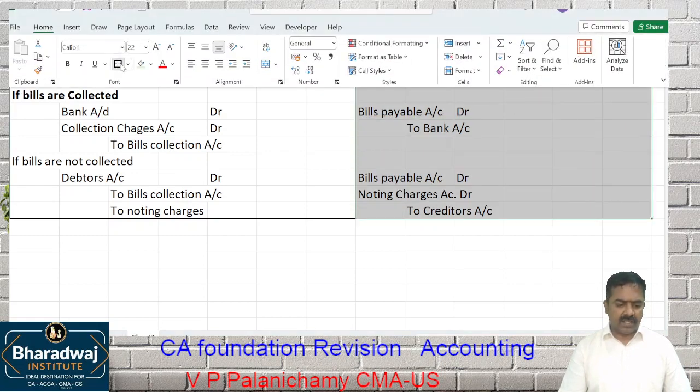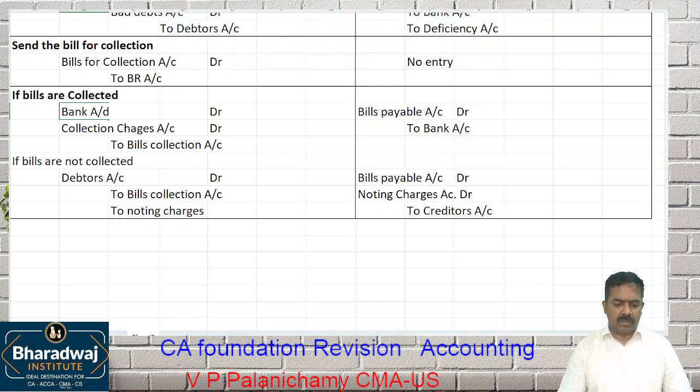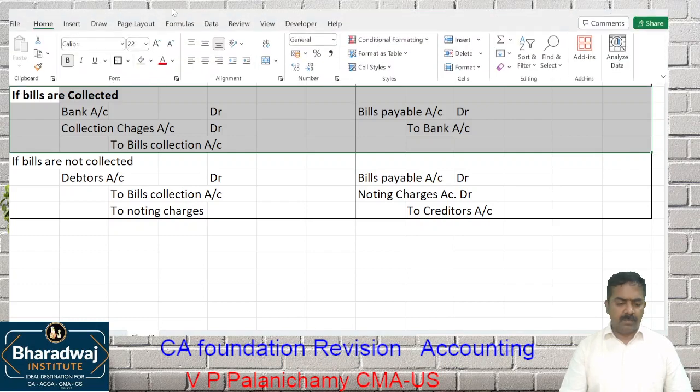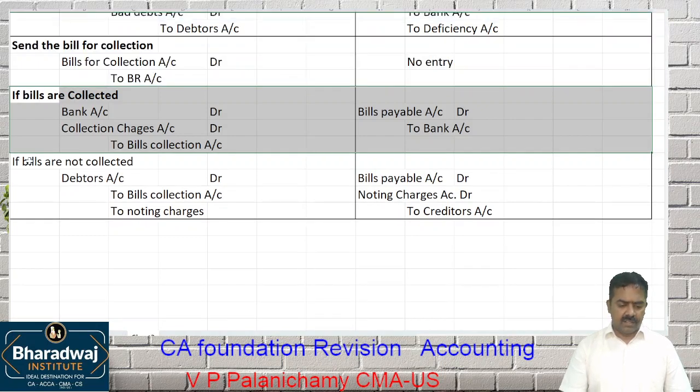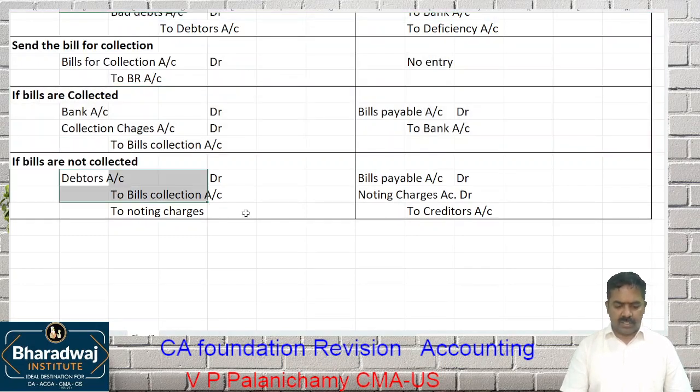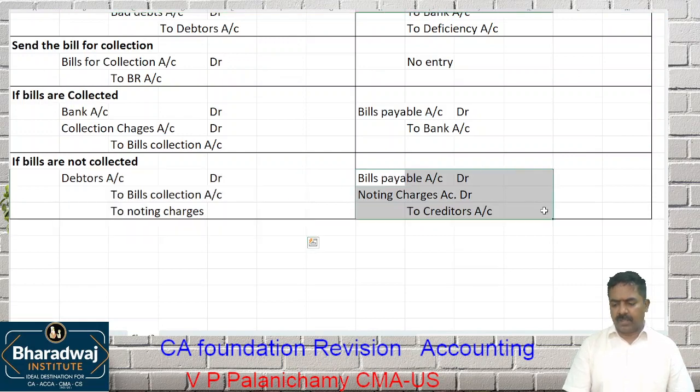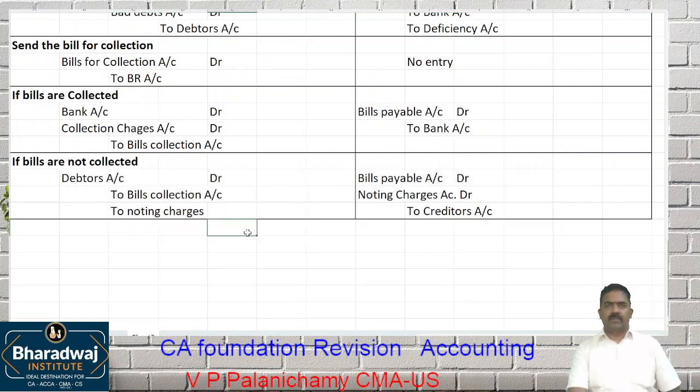If the bills are collected, the money will be added to your bank account. Bank account debtor after deducting collection charges to bills for collection. If bills are cancelled, debtors account debtor to bills for collection, to noting charges. This party will pass usual dishonor entry.